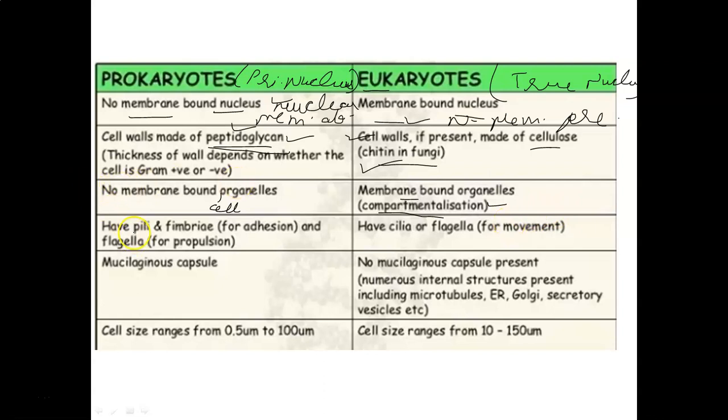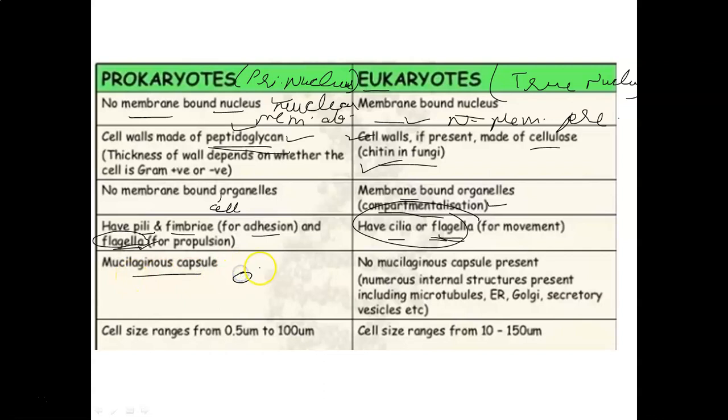Prokaryotes have pili and fimbriae, right, for adhesion, for attachment, and flagella for movement, of course. But this flagella has a different structure and different chemical composition than the flagella present in the eukaryotic cell. Eukaryotes do not have fimbriae or pili. But cilia or flagella are present, and even these have a different chemical structure. You will study this in higher classes. Okay. The mucilaginous capsule is present.